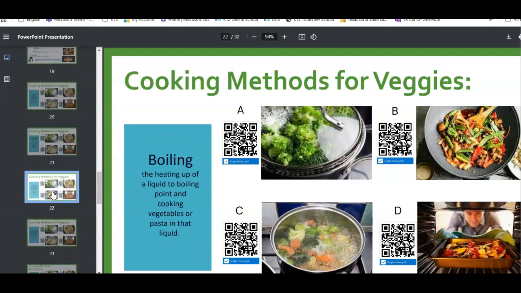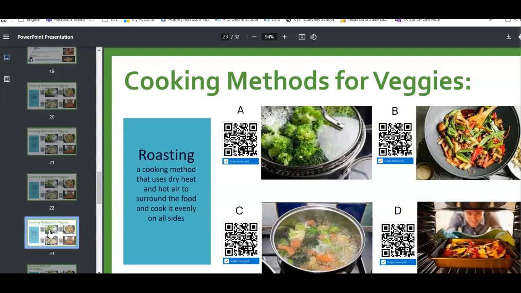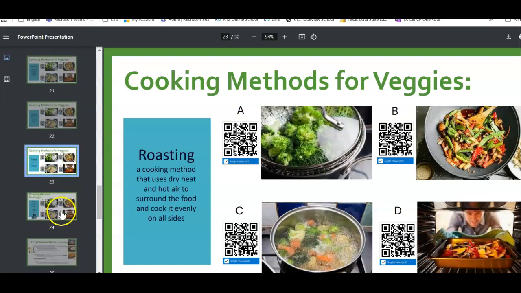And then for boiling, this is when you put the liquid in and the liquid hits a boiling point. And then you usually do that to cook vegetables or pasta. That is the example right there in C. And then we have roasting, where you see the example in D, where it's in that pan in the oven. You usually use that dry heat and hot air to surround the food and cook it evenly.